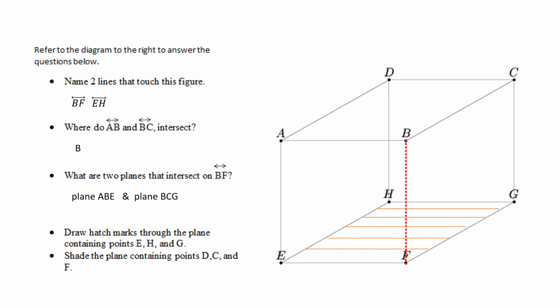Then we want to draw hatch marks through the plane that contains EHG, that's the bottom of the figure, and then shade the plane containing the points DCF. That is actually diagonal slicing through the figure. Okay, well, I hope this clarifies some of the information about points, lines, and planes.